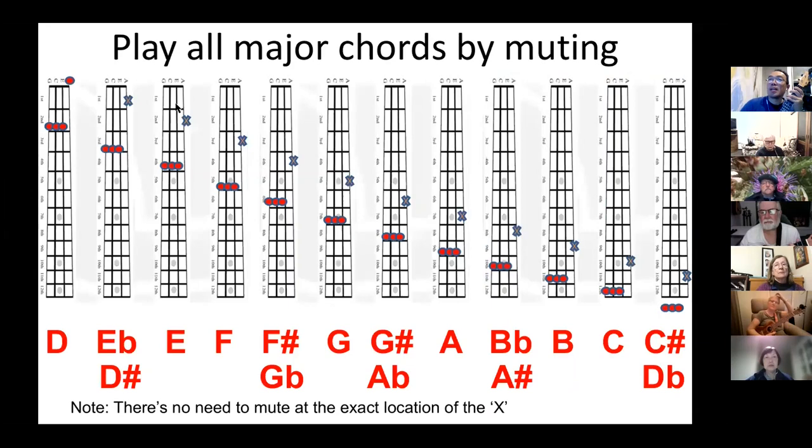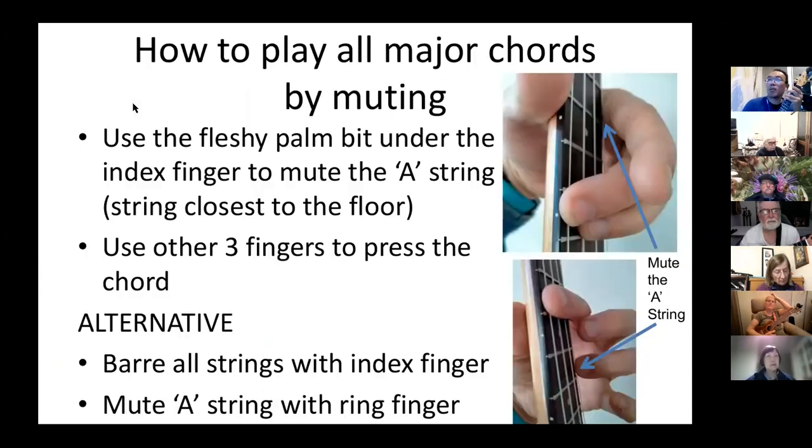I'm going to use this shape. I'm going to mute that string, and I'm going to show you the photo now. How do I mute it? I use the fleshy palm bit under the index finger there to mute that string. Can you see that? So these other strings are normal, but that string is now muted by using the palm of my hand, the fleshy part. This is what it sounds like. That click, that muffled sound.